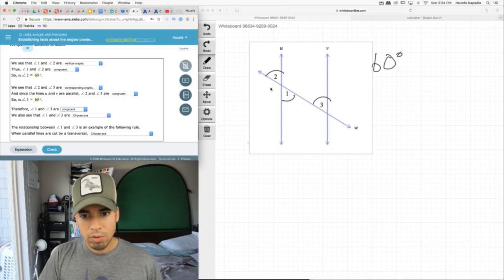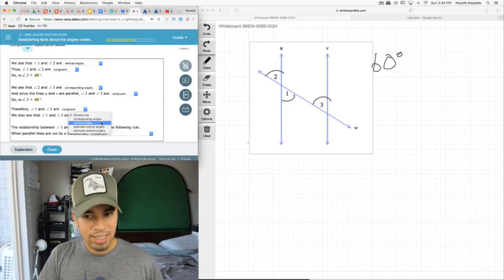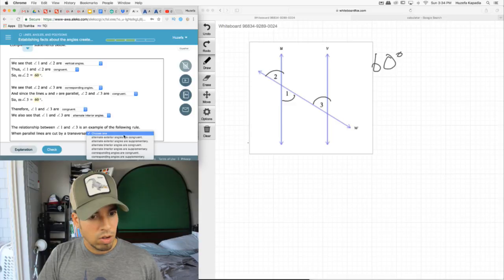Angle 1 and 3 are therefore congruent. They are 60. I'm sorry. 1 and 3 are alternate interior. Again, opposite sides of the transversal. That's why they're alternate, but they're interior, on the insides of these parallel lines. Alternate interior angles are therefore congruent.